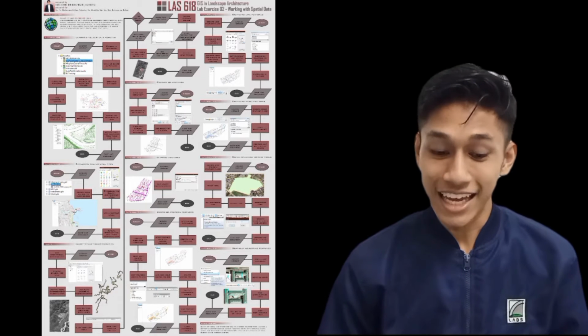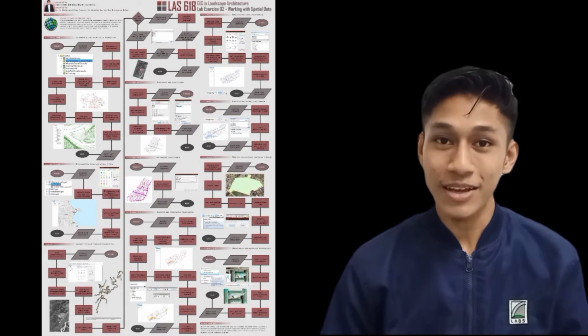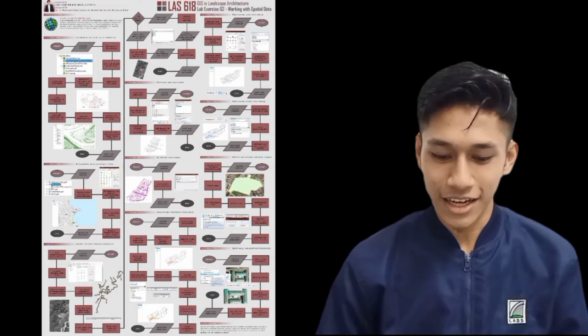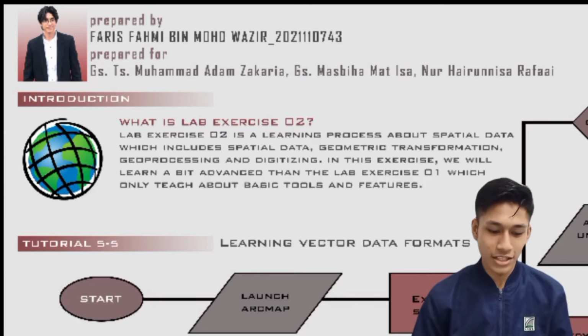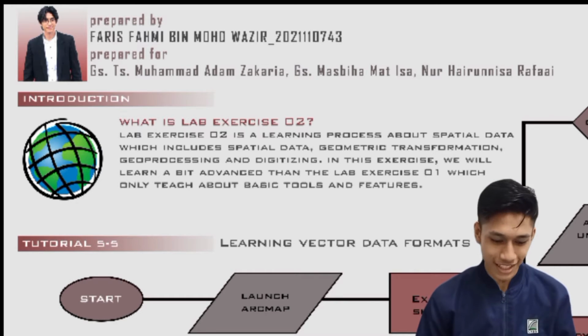for GIS in landscape architecture, which is lab exercise 02. It is about working with spatial data. Firstly, I will introduce what is lab exercise 02. Lab exercise 02 is a learning process about spatial data, which includes spatial data, geometric transformation, geoprocessing, and digitizing.